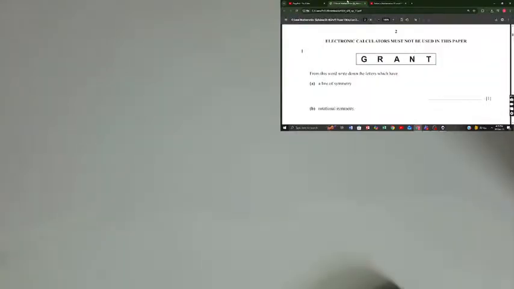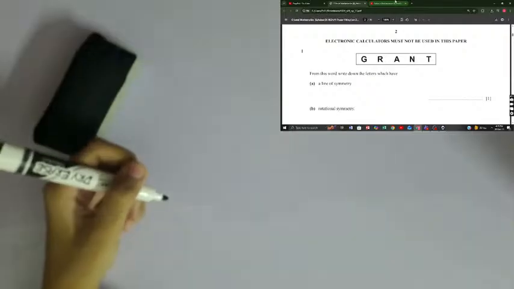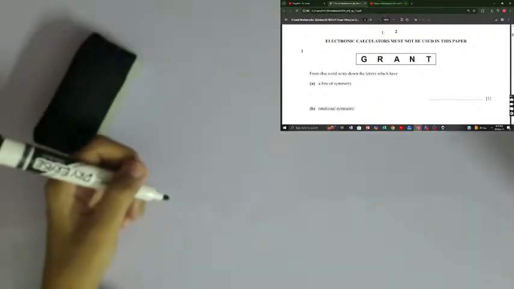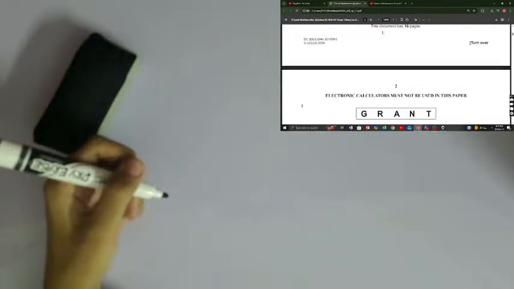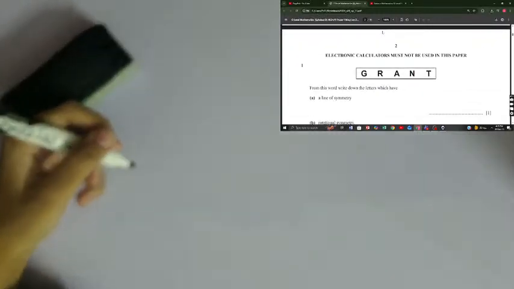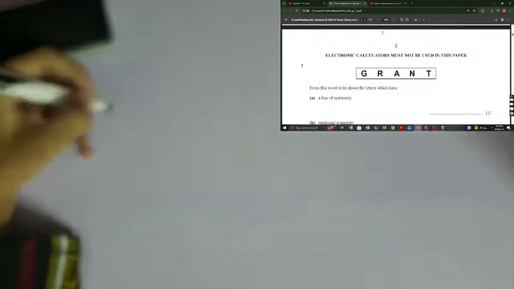Okay, so today we're going to be solving the O-level mathematics paper 1, May June 2024. So let's start. First we have question 1, which basically says that we need to write all the letters down that have a line of symmetry.